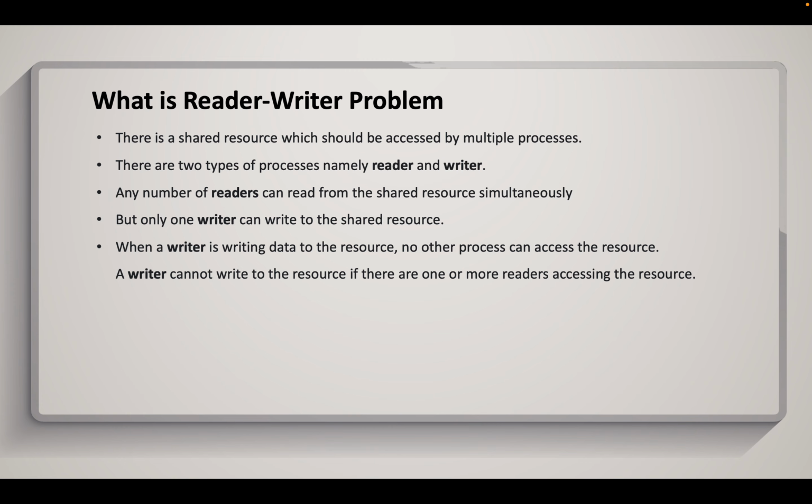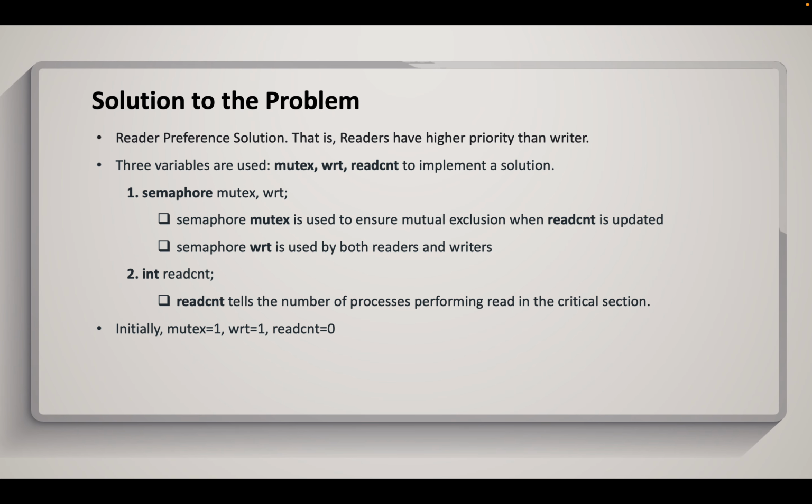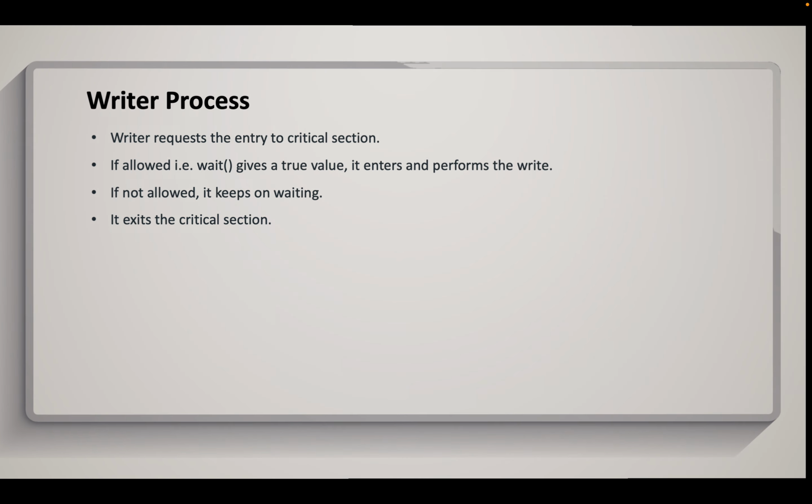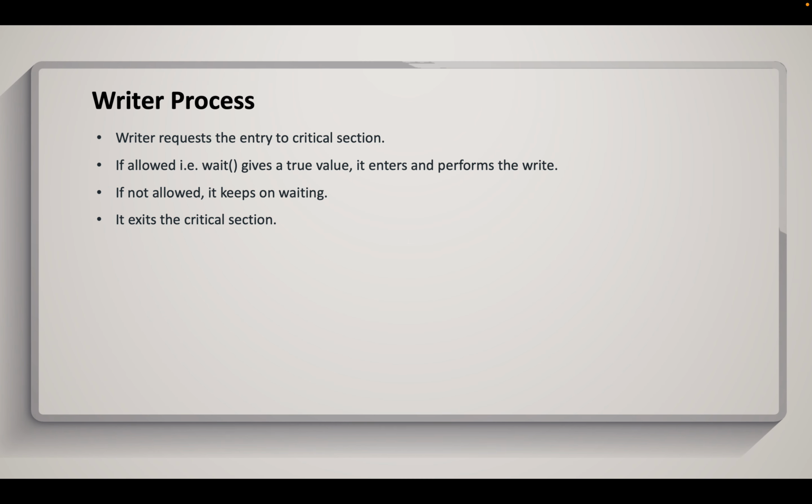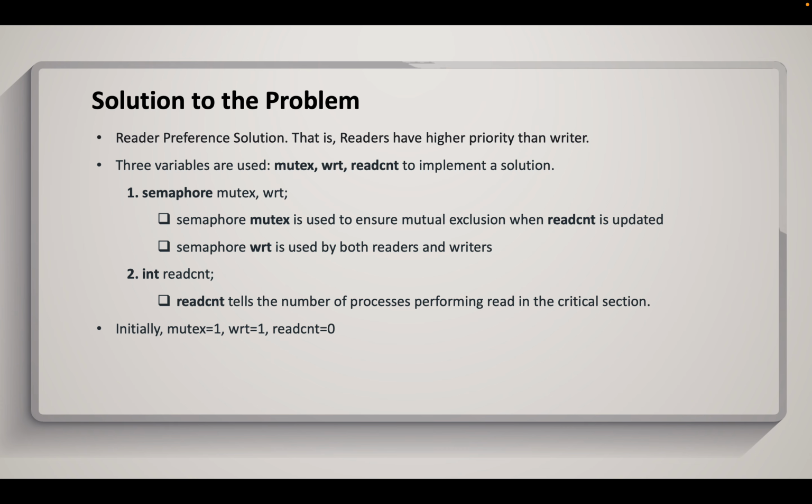Reader-writer problem. Here there are two processes, one is the reader process, another one is the writer process. The reader always reads the data, the writer writes the data. Okay. For the writer process, we have a semaphore called WRT. This write is a semaphore used by both reader and writer for synchronization. Mutex is a semaphore for mutual exclusion of read count. Read count is a counting semaphore which increases whenever the reader process reads.